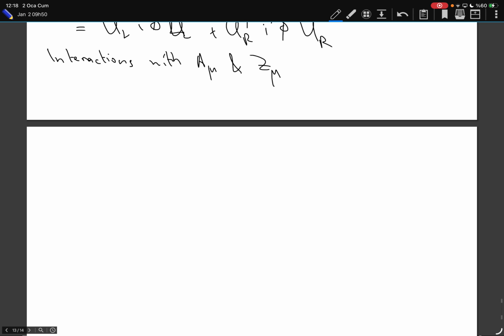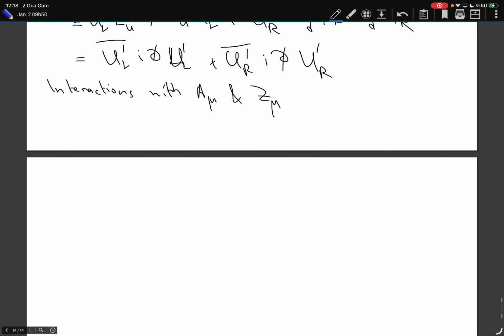A mu is the electromagnetic interaction. Z mu is the so-called neutral current interaction because Z mu doesn't have any charge. So let's see. In the covariant derivative, I have del mu minus i q e A mu. This we had already defined.